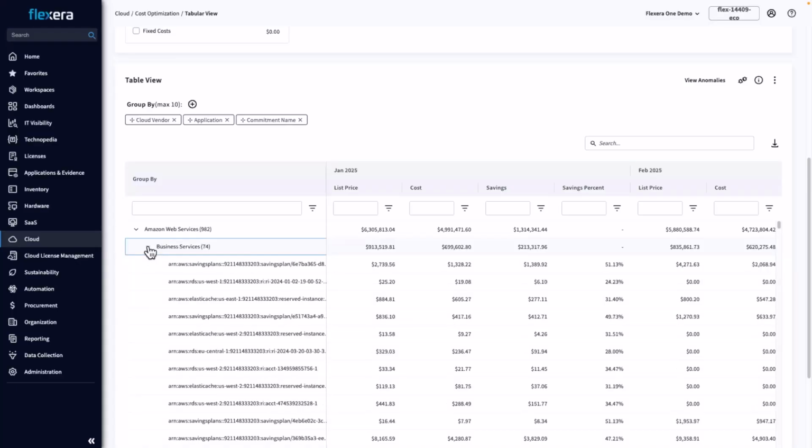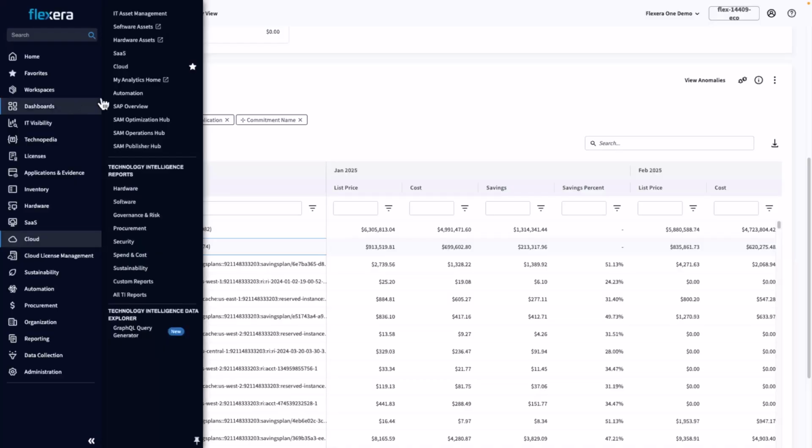And ultimately, this is helping us gamify, compare between different departments, business units, whatever it might be, to understand how I'm achieving my savings, tracking where a savings plan or a reservation is being used, and so on.